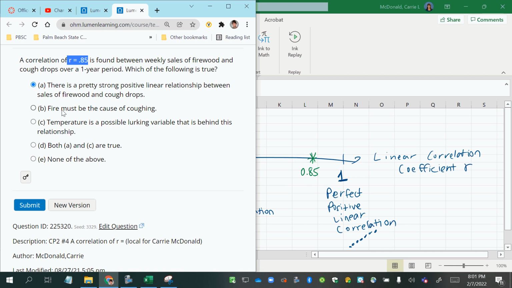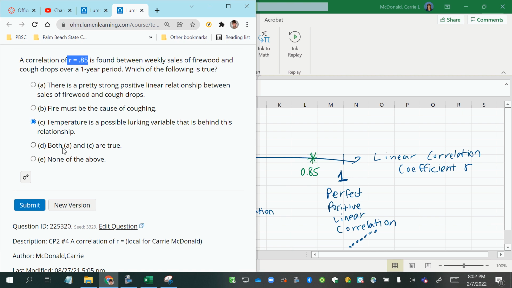The second option is that fire must be the cause of coughing. No, that's silly. Well, I mean, it can be the cause of coughing, but that's not what we draw from this because there's other reasons that your cough drop sales could go up, right? The cold weather, like I said, would be the underlying factor because not everybody who develops a cough is necessarily also burning firewood, right? Temperature is a possible lurking variable that is behind this relationship. Oh, I like that answer too.